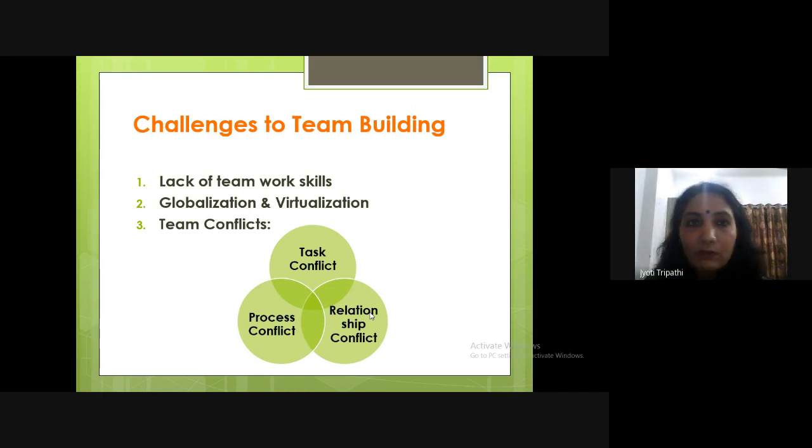Process conflict is always over the logistics, the projects and the tasks assigned. And relationship conflict revolves around interpersonal communication. It revolves around different interpretations of people, different opinions and perspectives about things, so all of these come under relationship conflict. So I think we have understood the challenges to team building.